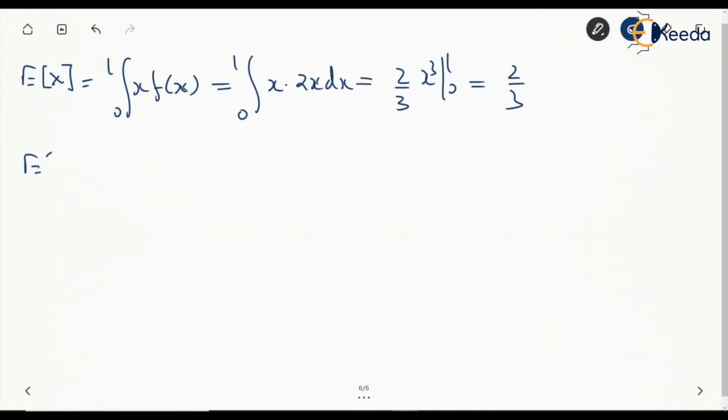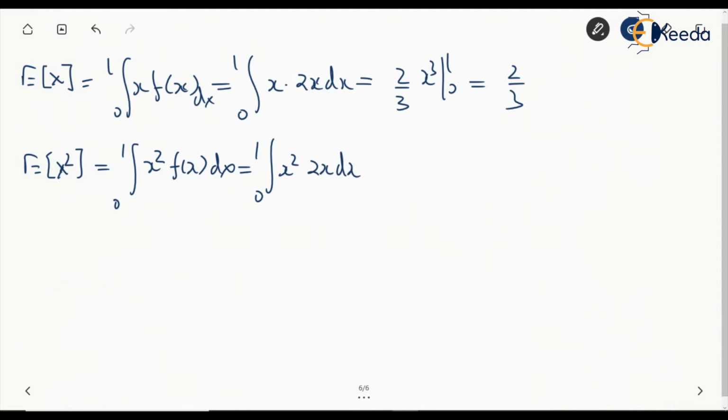What if it is x square? This will be x square f of x. The limits will remain the same because the limit depends on the f of x. This is dx, 0 to 1. So this is the integration from 0 to 1 of x square 2x dx. So this is 2x cube, which will be 2 by 4 x to the power of 4, and the limits are 0 to 1. This becomes 1 by 2.